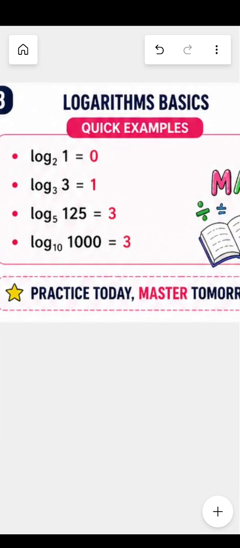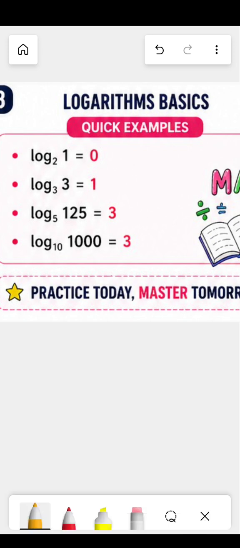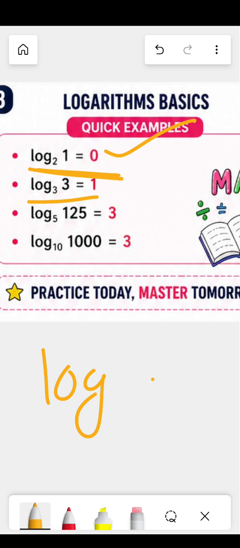Next, logarithm basics as we learned in the previous session. By using those properties, how do we find these? See, log 1 base 2 is always equal to 0, and log 3 base 3, by using the log a base a formula, log a base a is equal to 1. So here log 3 base 3 is equal to 1.